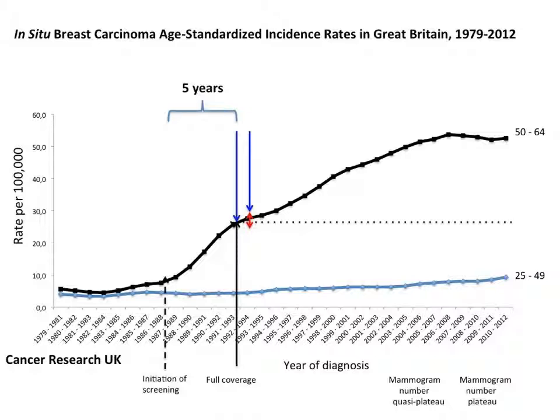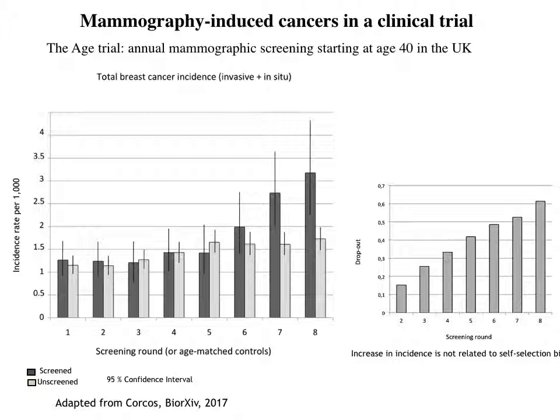As the observations from in situ cancers suggested that breast cancers could appear as soon as 5 years after mammography, it was possible to look for mammography-induced cancers in a short-term clinical trial. As can be seen here, in the UK age trial, an excess of cancers in the screen group is only observed after the 5th mammogram and 5 years after the beginning of screening. This excess is not explained by the dropout rate.